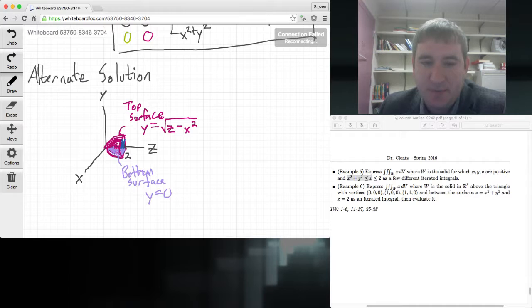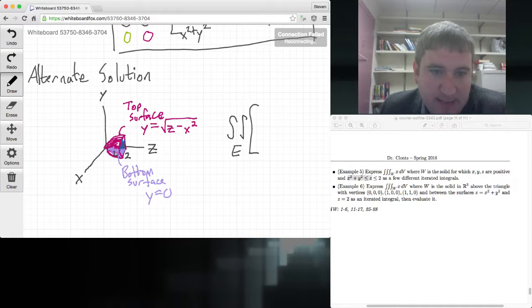So if I set it up this way, I still have my shadow E. In fact, the shadow E is the same thing as my bottom surface. But my top surface, bottom surface equations are now square root of z minus x squared and 0.